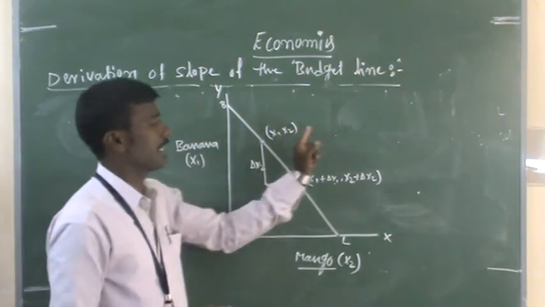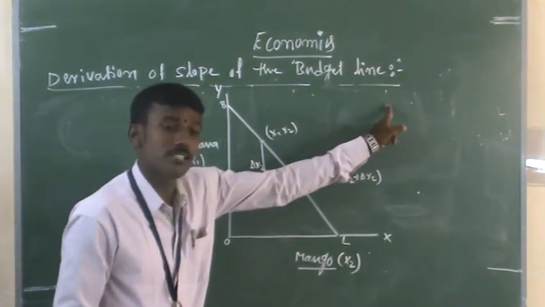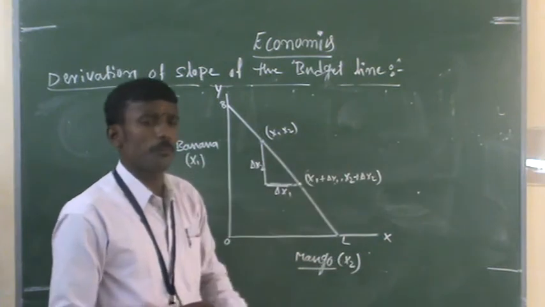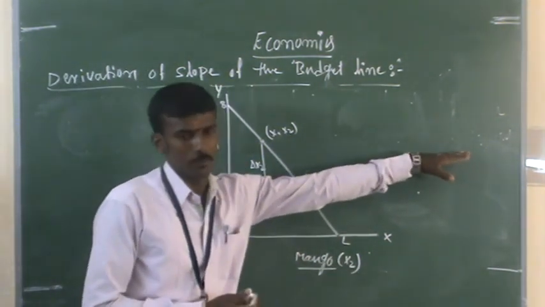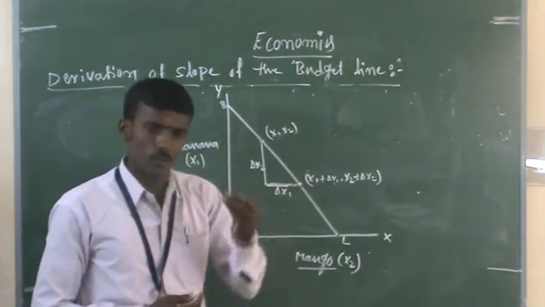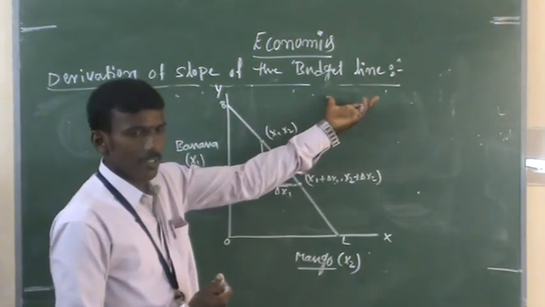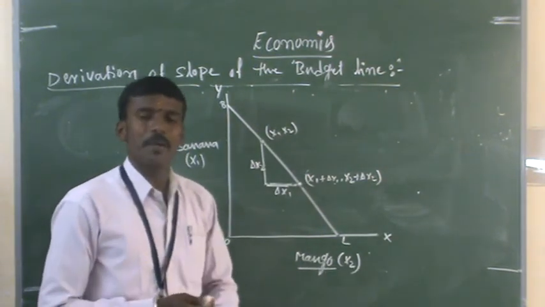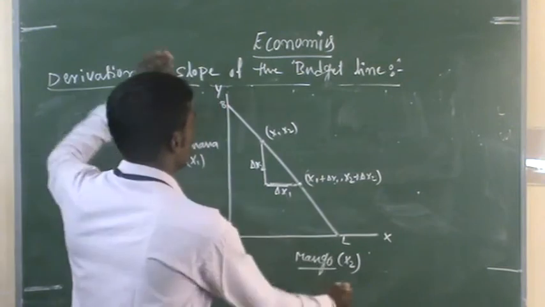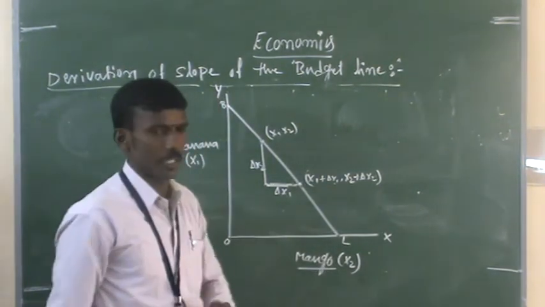Why? Because the consumer income is limited, the consumer income is fixed, and also the prices of both goods in the market are the same. The price of the goods is the same, but the consumer's income is low. Due to that reason, the budget line always is a left to right downward sloping straight line.